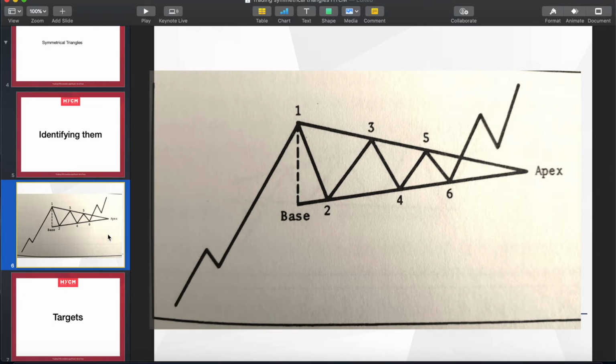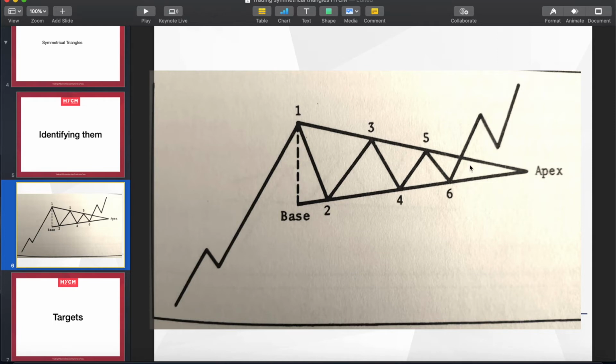Now, there is a very interesting time requirement of these, and do note this. Generally speaking, price should break out in the direction of the prior trend somewhere between 2/3 to 3/4 of the horizontal width of the triangle. So if this is the base of the triangle, the apex equals the pinnacle. So you want to see a break somewhere between 2/3 and 3/4. So somewhere between here and here.